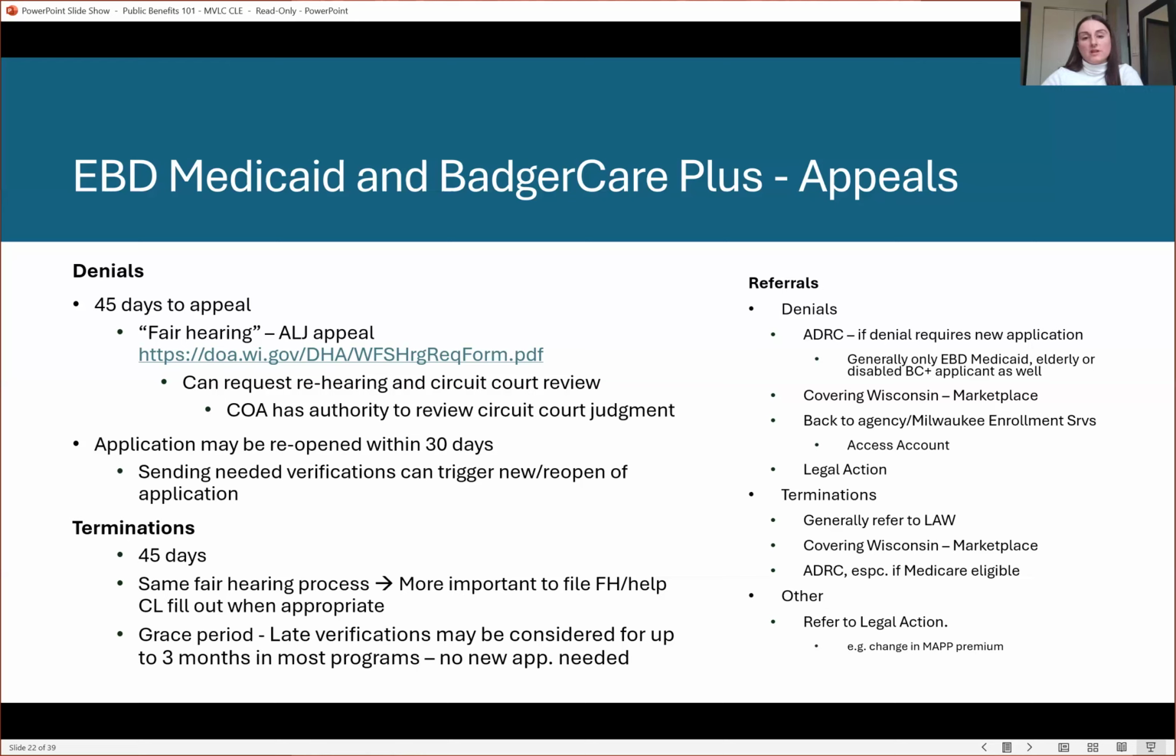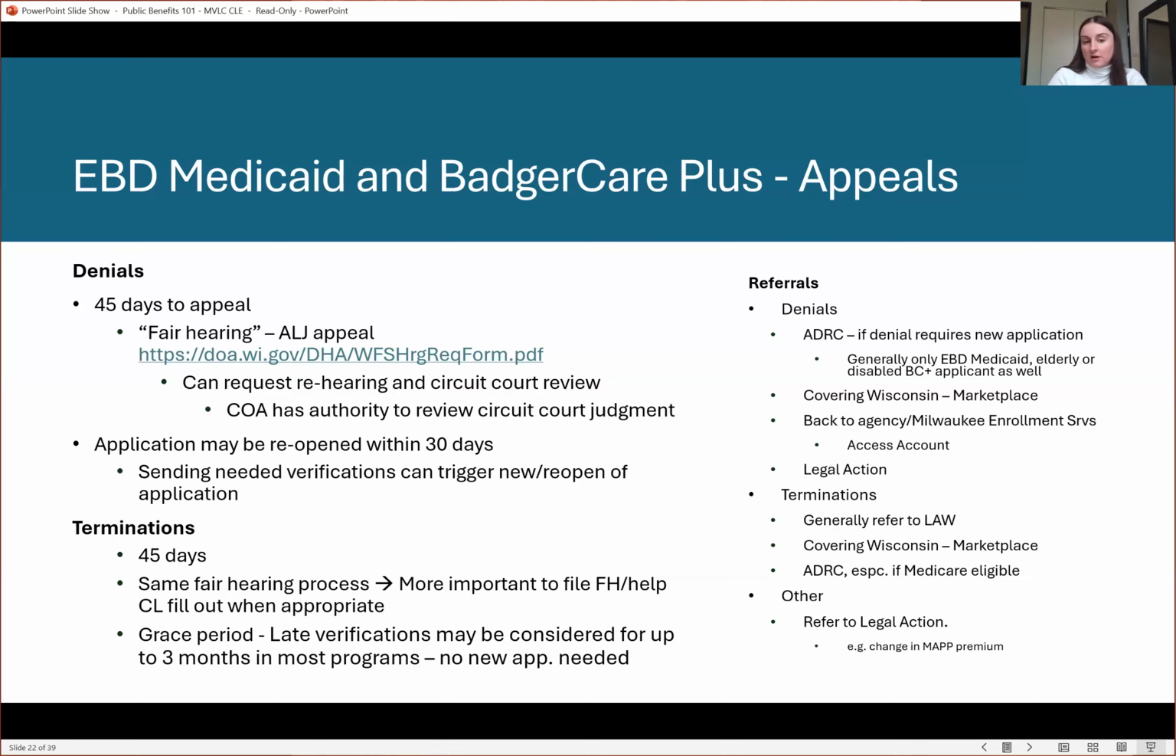After that, you can request a rehearing and circuit court review. The Court of Appeals has authority after the circuit court stage. An application can also just be reopened within 30 days if it's a denial. So if it's just something as simple as needing more verifications and the case was closed as a result, it's probably a lot faster to point someone in the reapplication direction, I'd say, than appealing it. They're going to get benefits a lot faster if they just call and have them reopen their application.